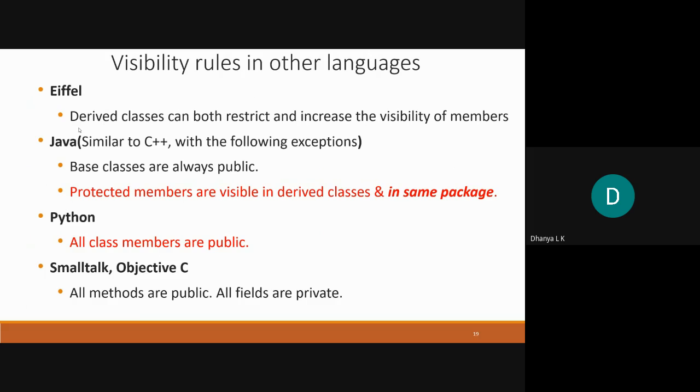But in Java, all the base classes are always public. In Python, all class members are public. In Smalltalk, all methods are public and all variables are private. So these are the exceptions. If they ask about visibility rules in languages, you can explain with C++.